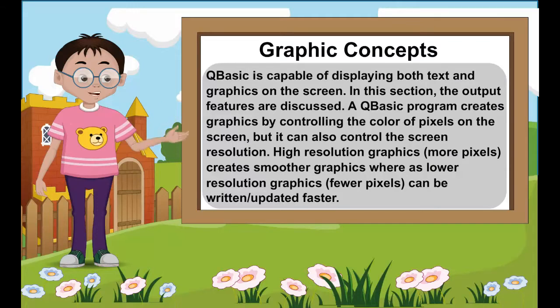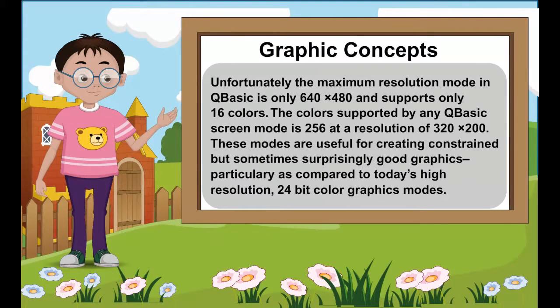High-resolution graphics, or more pixels, create smoother graphics, whereas lower-resolution graphics, or fewer pixels, can be written and updated faster. Unfortunately, the maximum resolution mode in QBasic is only 640 by 480 and supports only 16 colors. The maximum colors supported by any QBasic screen mode is 256, at a resolution of 320 by 200.